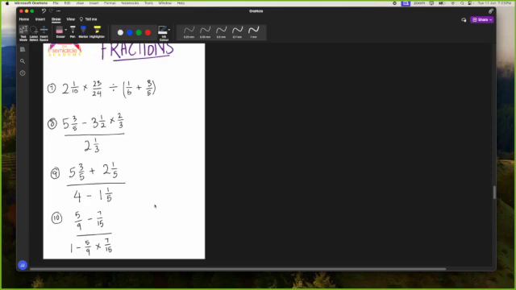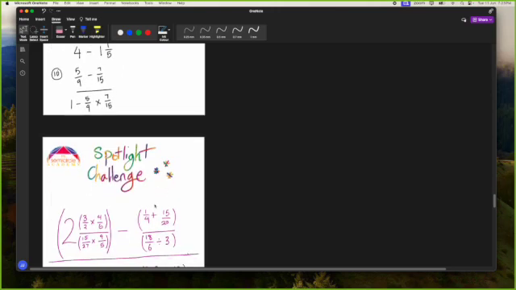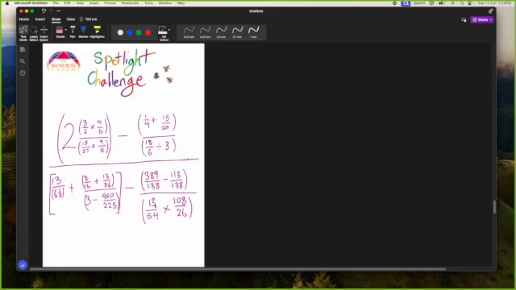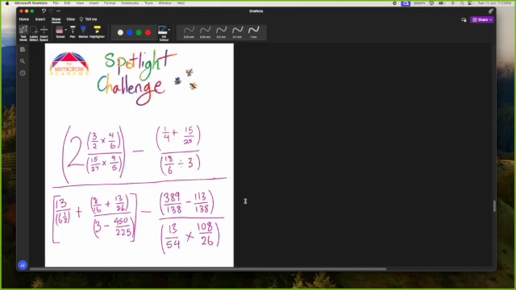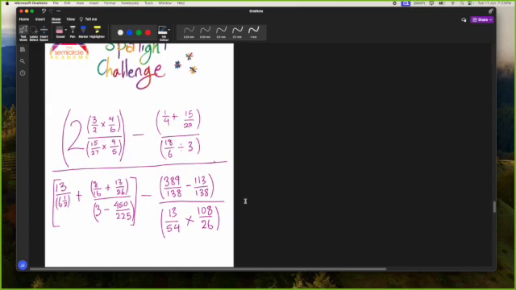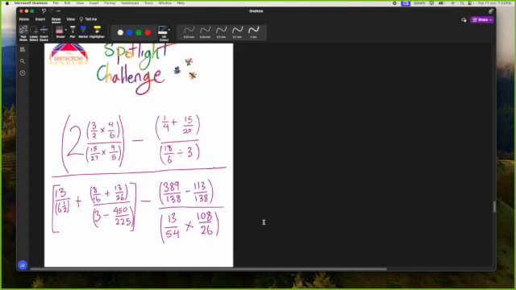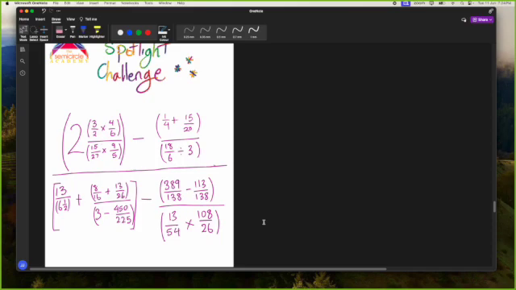And my new students might get a little bit crazy when they see this. This is the Spotlight Challenge. If you understand fractions and you're really good at fractions, try a hand at this. If you could do this, then nothing in fractions will ever give you problems. So we have the Spotlight Challenge. Give it a screenshot.